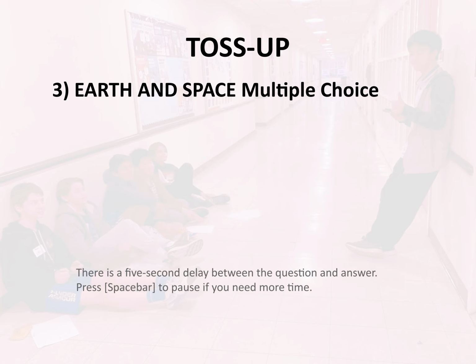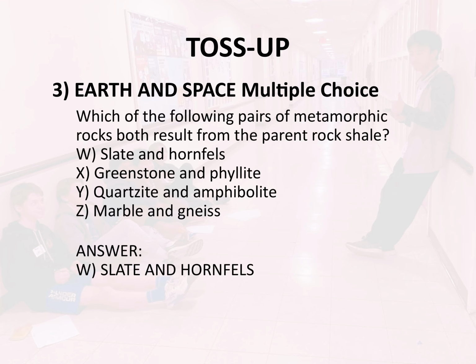Toss-up 3. Earth and space. Multiple choice. Which of the following pairs of metamorphic rocks both result from the parent rock shale? W. Slate and hornfels. X. Greenstone and phyllite. Y. Quartzite and amphibolite. Z. Marble and gneiss. Answer. W. Slate and hornfels.